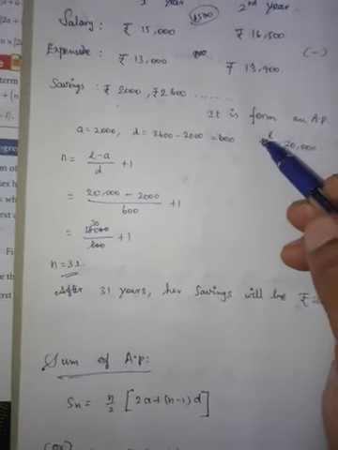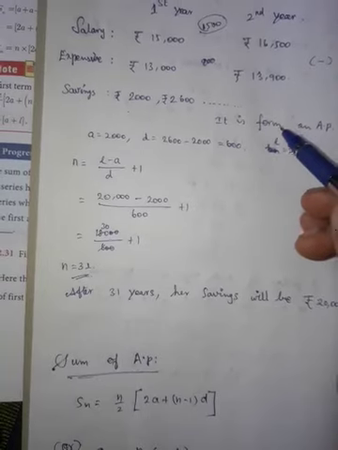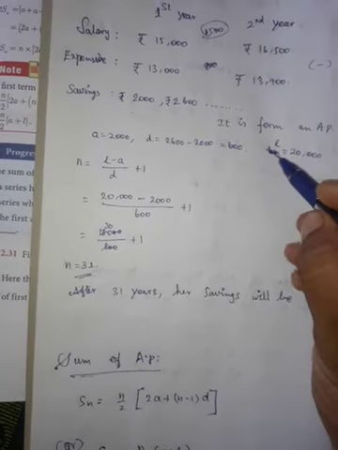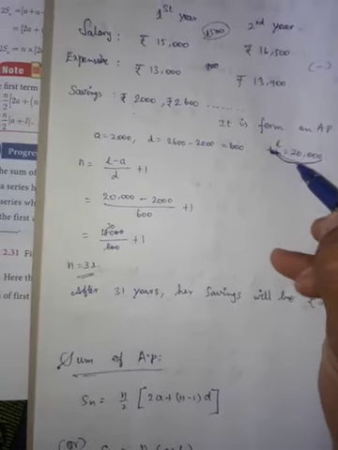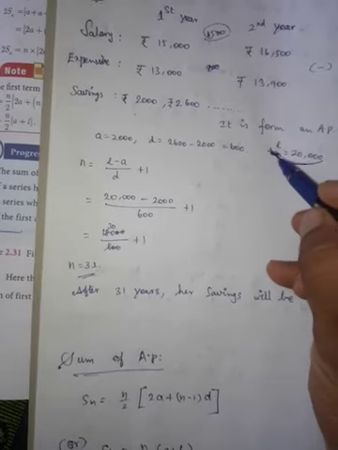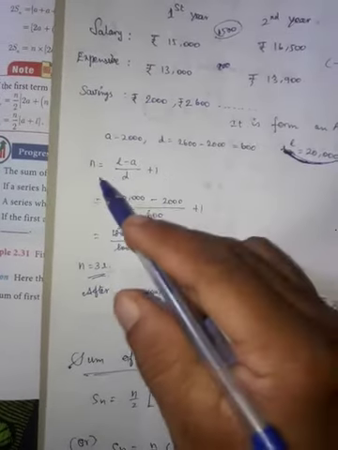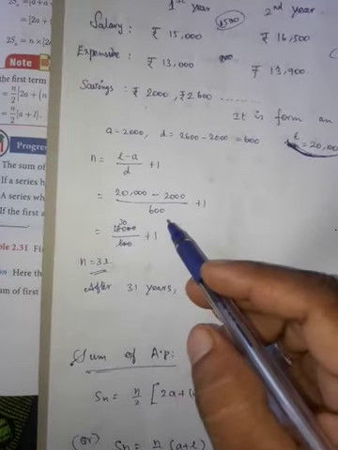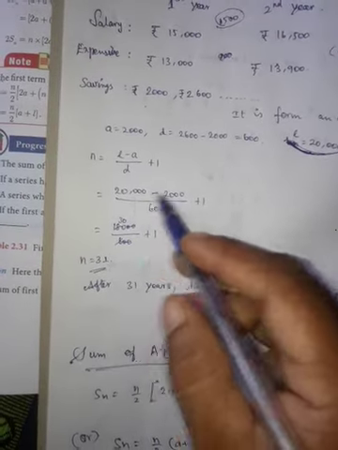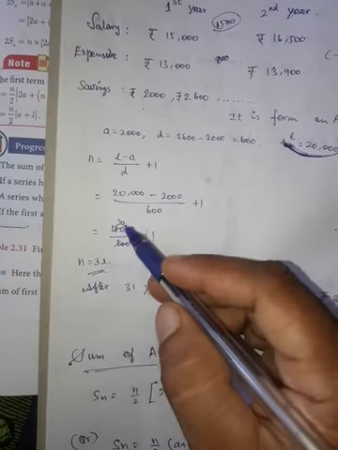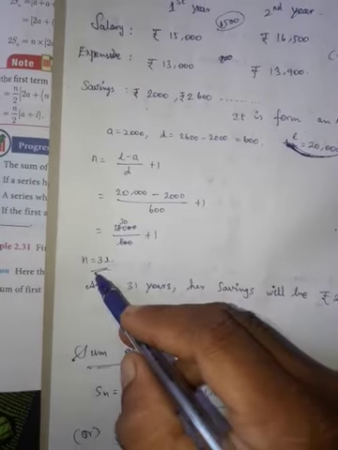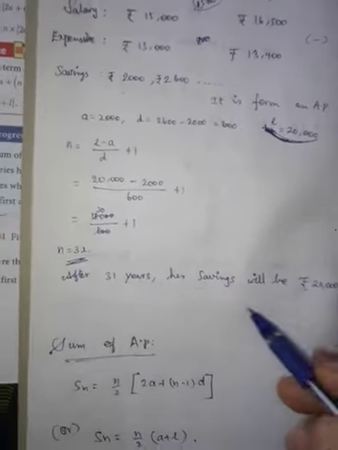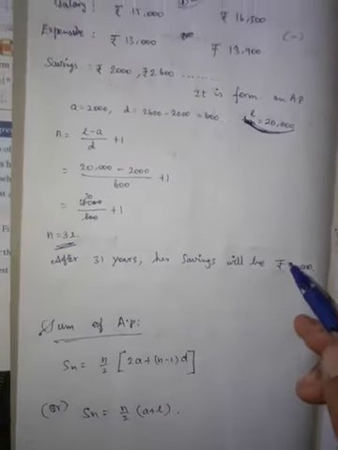So how long will it take her to save 20,000? That 20,000 is the last value, so last amount L. So n equal to (L minus a) by d plus 1. L value 20,000 minus 2,000 by 600 plus 1. If you subtract and cancel, we get 30 plus 1. So the year is 31. After 31 years, her saving will be rupees 20,000.